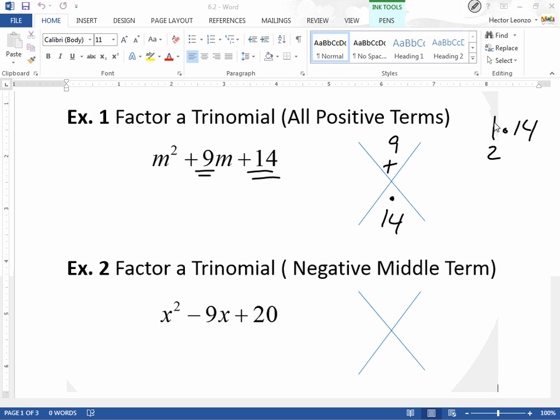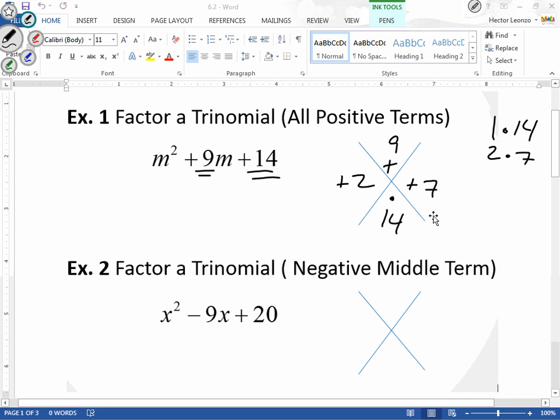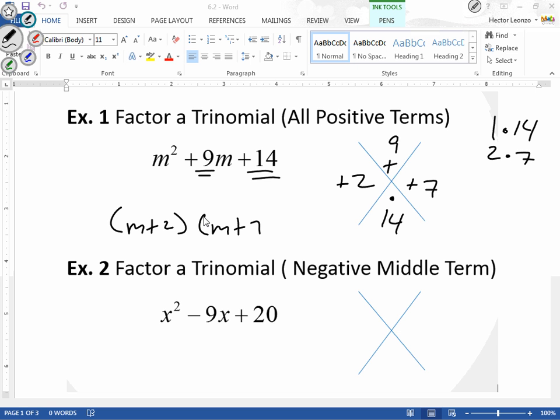My first number is going to be increasing by 1 each time. Then I think, 2 is a factor of 14. I go 2 times 7. When I add them it equals 9. So those are basically the numbers I'm looking for, with the positive sign included. Now, in factoring trinomials with the leading coefficient of 1, my factors are going to be m plus 2 and m plus 7.